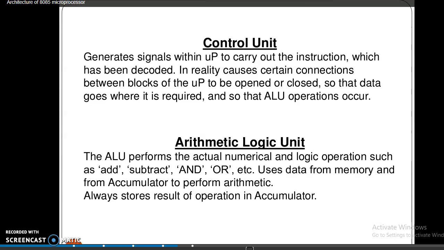And then the arithmetic logic unit, shortly called ALU. The ALU performs, as the name itself says, the arithmetic operations and the logical operations. Examples of arithmetic operations are add and subtract, and logical operations are AND, OR, NOT, etc. It uses data from memory and from the accumulator to perform arithmetic operations. It always stores the result of the operation in the accumulator. If you perform an arithmetic operation or a logical operation, the result is always stored in the accumulator, shortly called ACC or A.